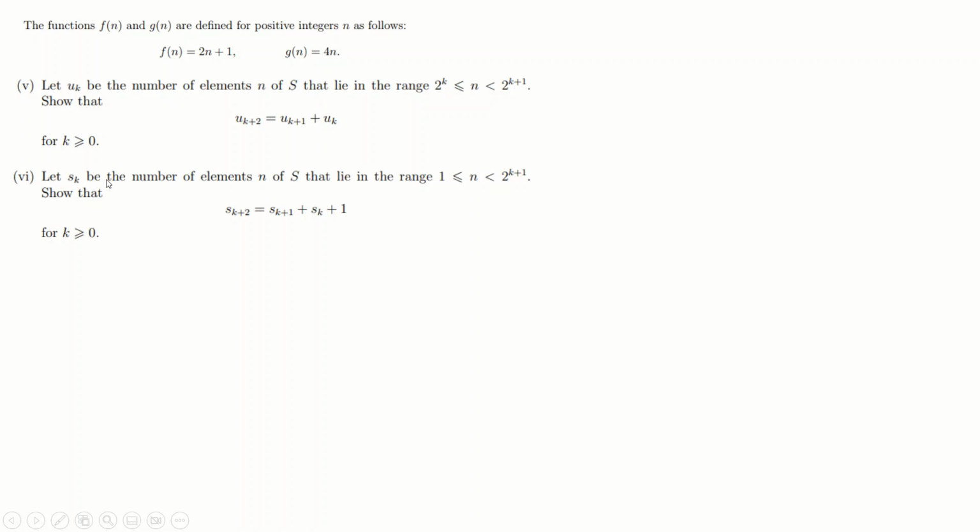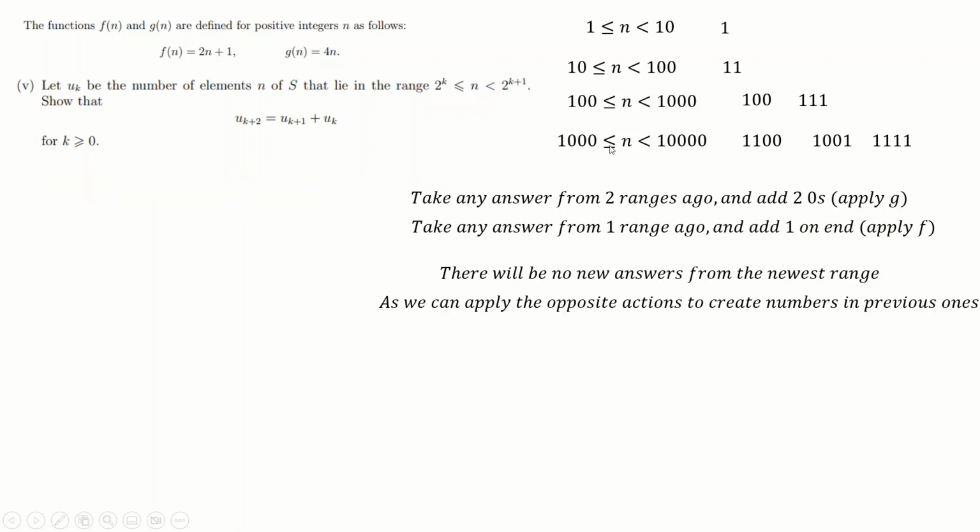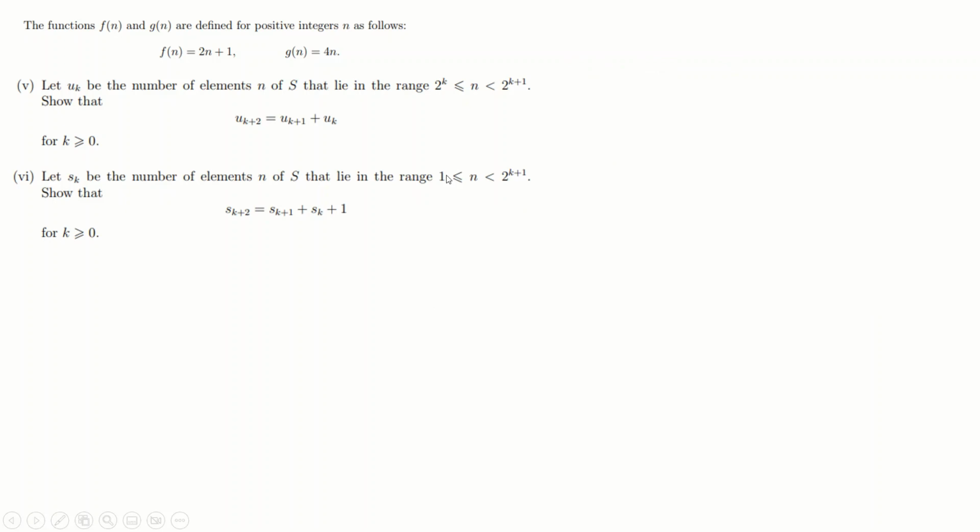Last bit, so denote S of k to be the numbers in S that are in this range. Now notice the difference here. Instead of just doing one of these ranges, S of k is adding up everything from the very start. So S of k is adding up all the ranges together. It's adding up all of the previous rows, because it's starting all the way back from 1 and so on.